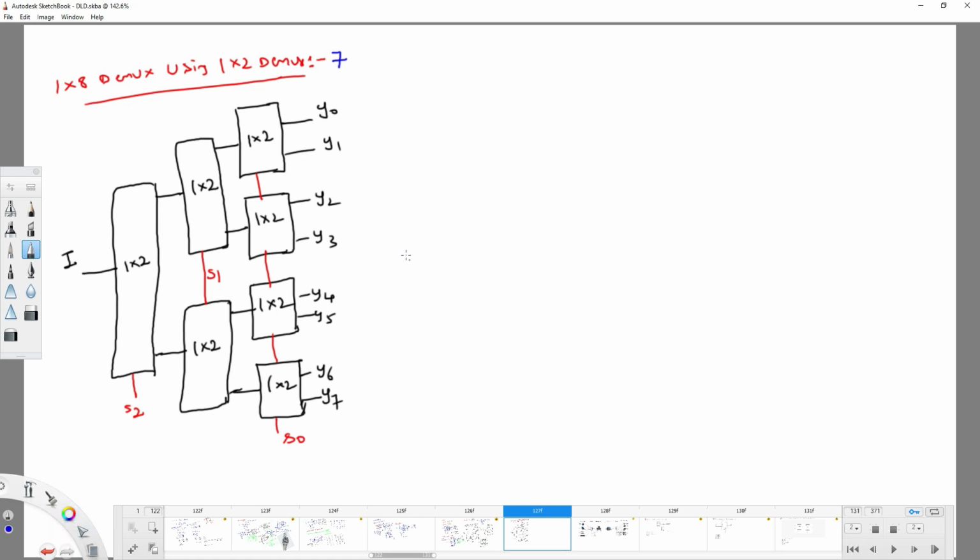See, observe. If I am going to give S2, S1, S0 value as 1, 1, 0, you have to select the line Y6. Am I right? You have to select the line Y6, right? So make sure to check. S2 is 1, so input is 1 here. When you are going to have 1 as input, out of these, which one is selected? This one. And from this here, S1 is input.